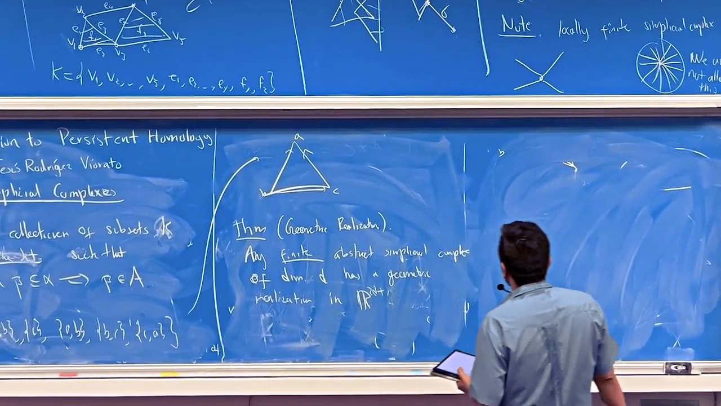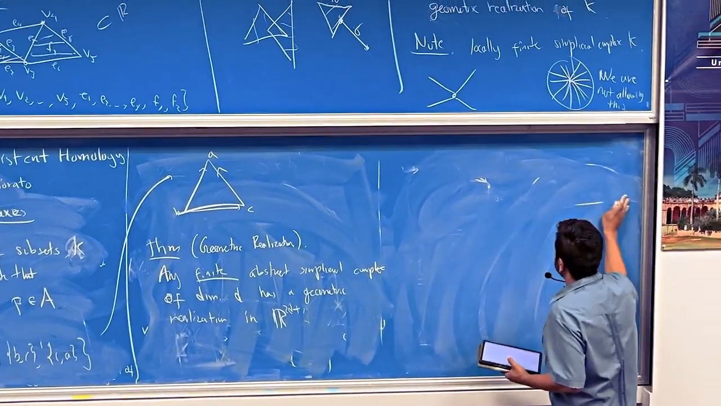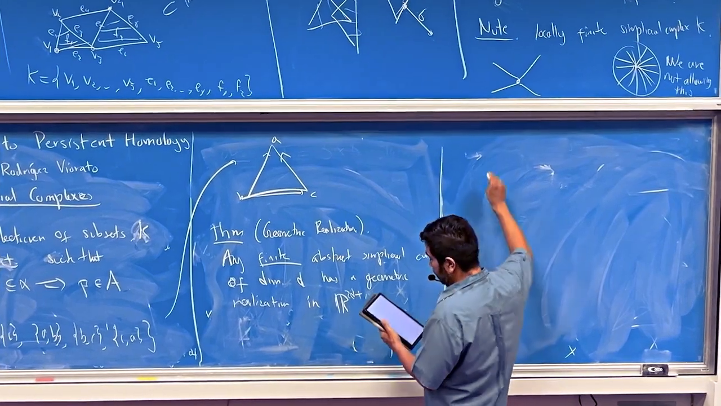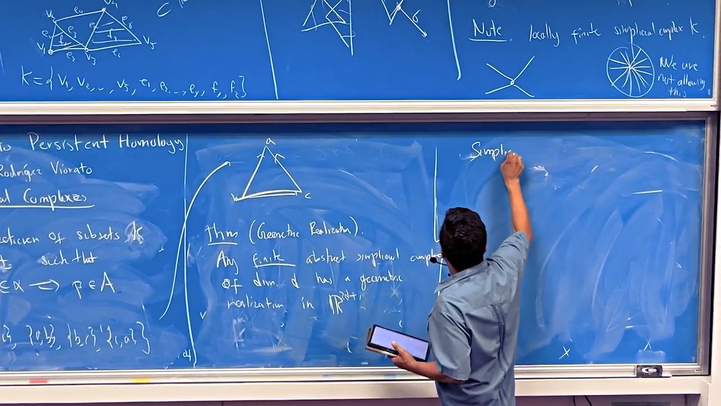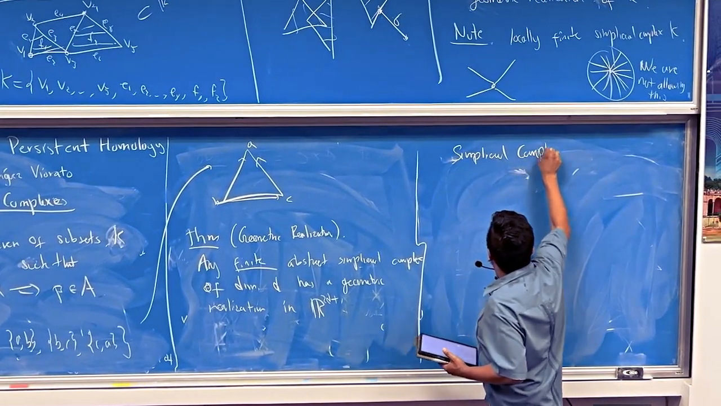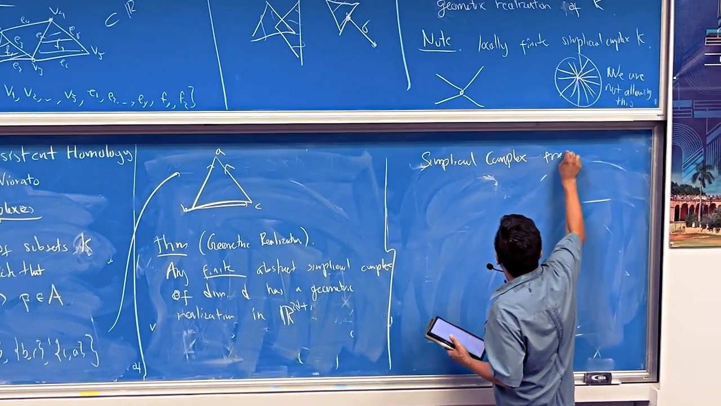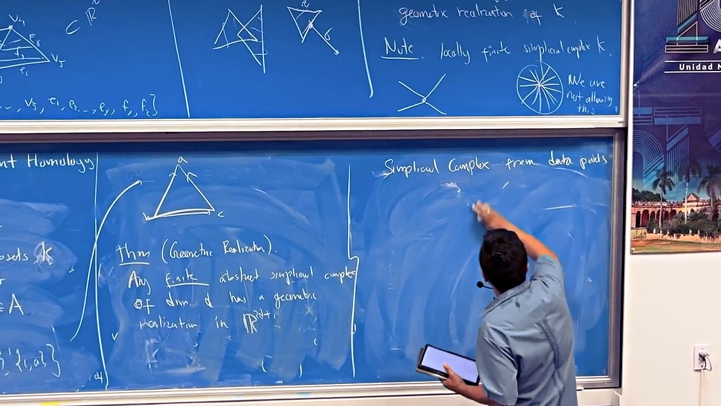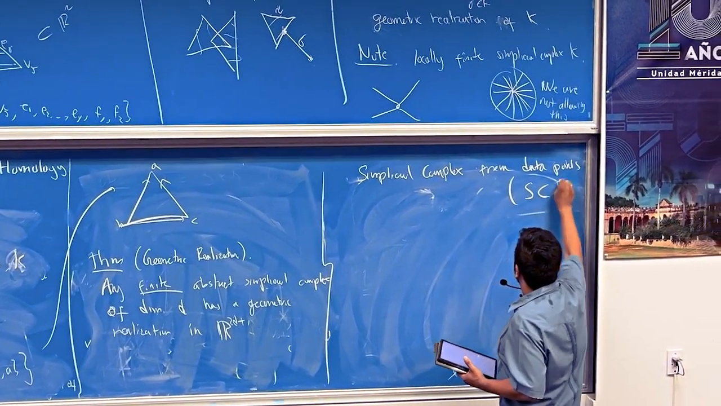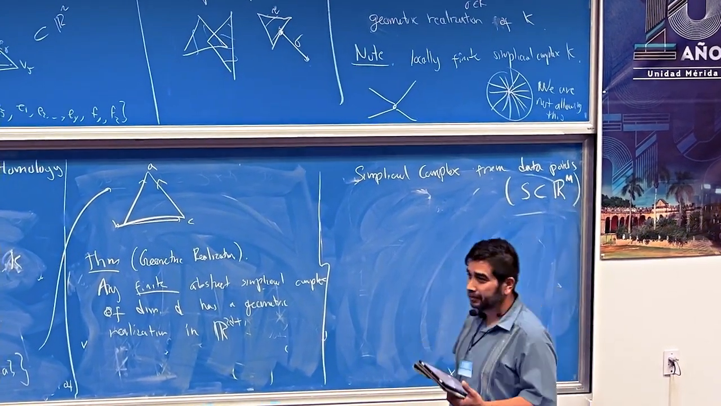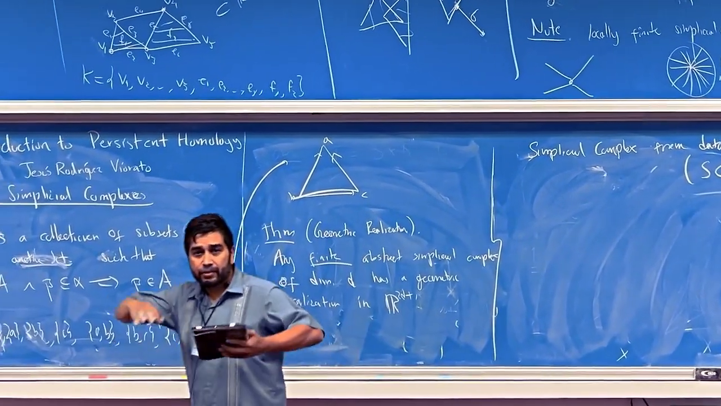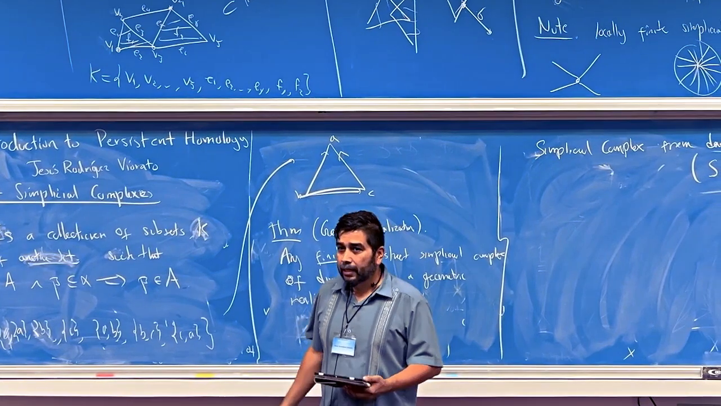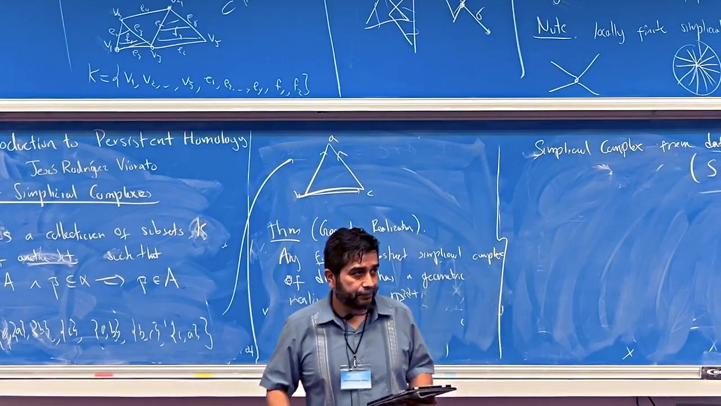Okay, so now let's talk about simplicial complexes that appear on point clouds, from data points. By data points, I mean subsets of R^m, right? If we are taking a finite subset of R^m, then I'm going to construct a simplicial complex associated with that set.